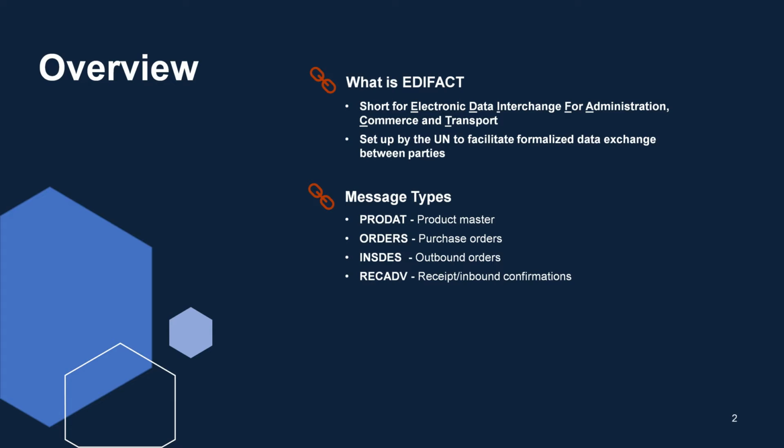You then have RecADV. So these messages are around receipt and inbound confirmation. So again, if you had some sort of warehouse system, this particular message would be confirmation back of an inbound ASN or purchase order from an orders interface. You then have DesADV. So these relate to your outbound confirmations. So if you'd have shipped an order, then you would potentially have that as a DesADV message.